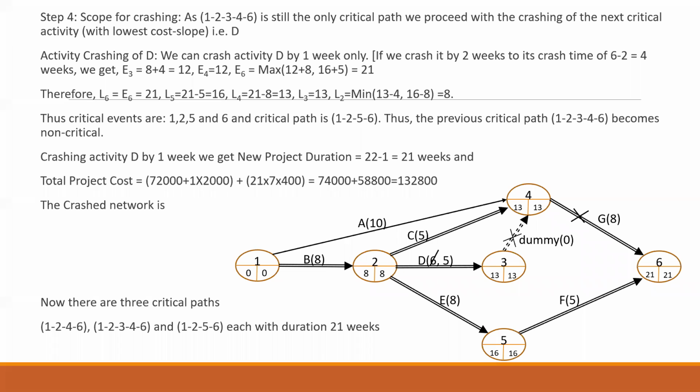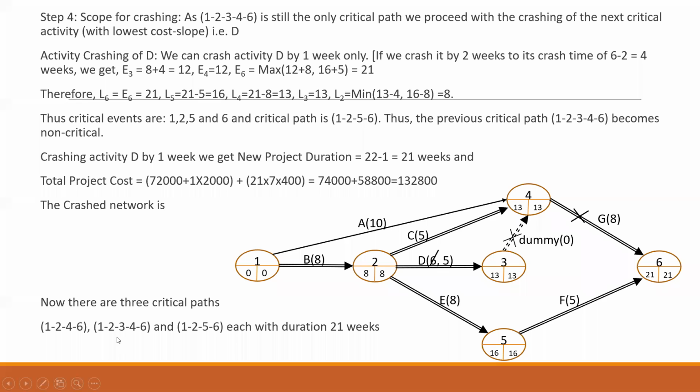Please remember one more thing: when we are doing the crushing of your network diagram, you will land up with all the activities becoming critical. The optimum cost might not have all critical activities, or it can have all the critical activities. So all the activities in your network diagram might turn out to be critical activities. Clear? So please remember, once we get multiple critical paths, we can do the crushing simultaneously, in parallel.